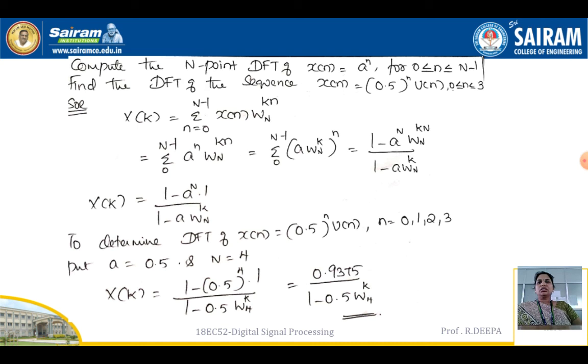So this is how to calculate the DFT of the given x of n, provided the capital N is not given for a power of n. Later for 0.5 power of n, capital N is given. So we just substituted and we have calculated what is the DFT of the sequence 0.5 power of n u of n. So this is a very simple problem.